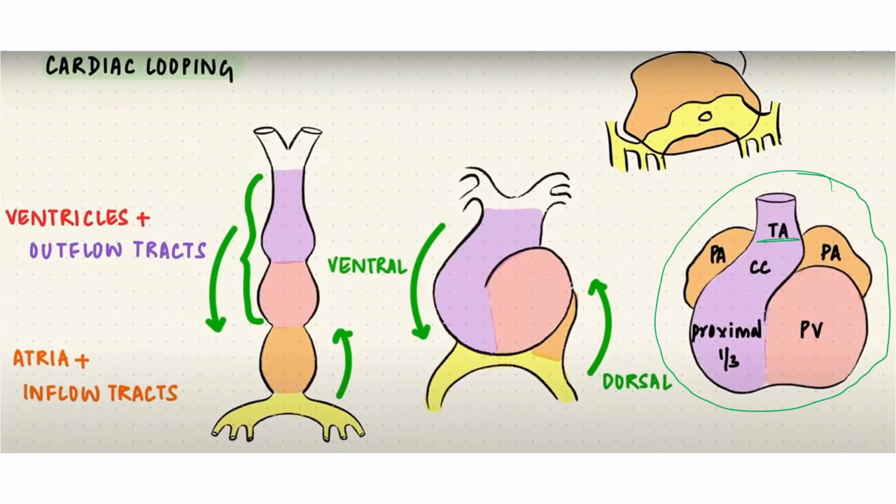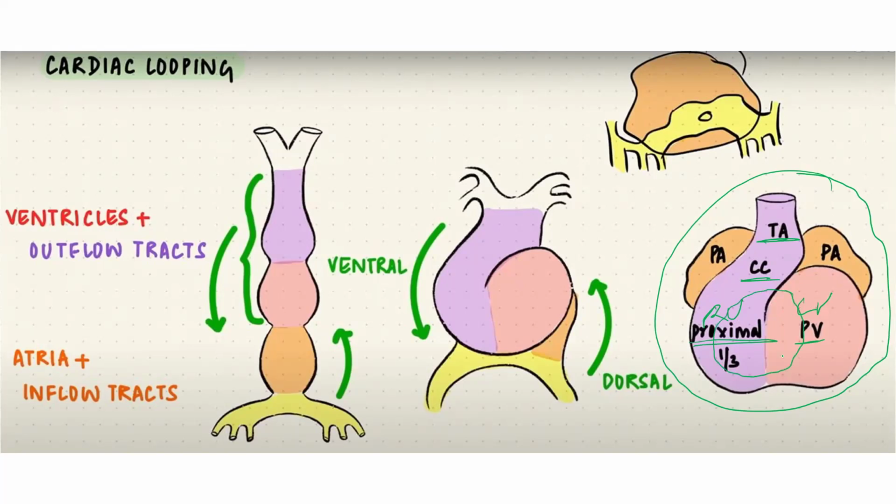So, truncus arteriosus, conus cordis, proximal 1/3 of bulbus cordis. Now, this is what will give rise to the trabeculated part of the right ventricle. Primitive ventricle will give rise to the trabeculated part of the left ventricle. Now, I want us to imagine if you cut through here and see the inside.